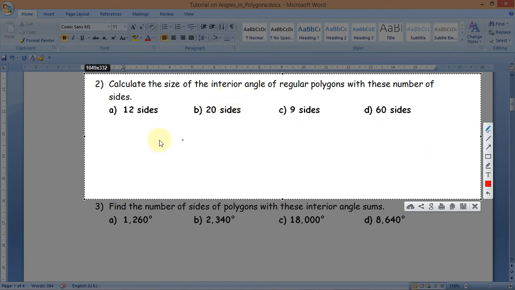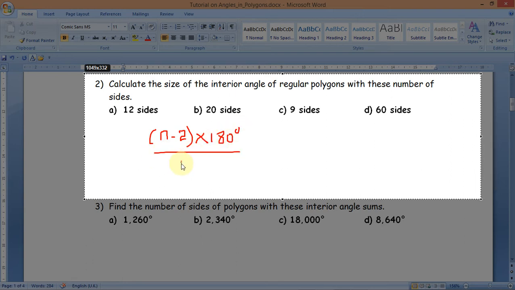Each interior angle of a regular polygon: since the sum is n minus 2 times 180, which is the formula for the sum as in the first question, each interior angle will be the sum divided by the total number of sides. This time around, let me go for the smallest number of sides, which is 9. In the first question I went for the highest number of sides, but this one let me go for the least, 9. Remember, n minus 2 times 180 is the sum of the interior angles.